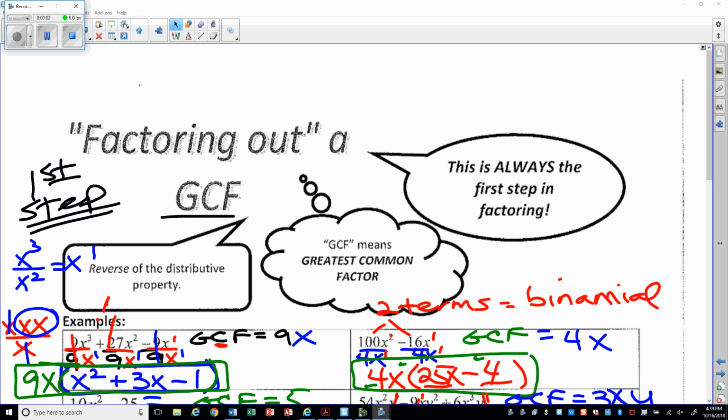Okay, going back to greatest common factor, it's actually the reverse of the distributive property. I need to emphasize that. Okay, so here's my answer here. If I distribute my greatest common factor, I end up with the product. So factoring is reversing the distributive property, okay, which means it's also reversing foiling.